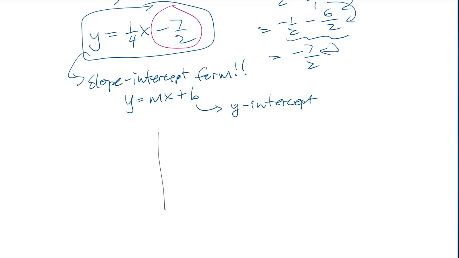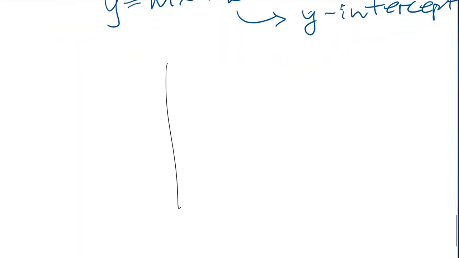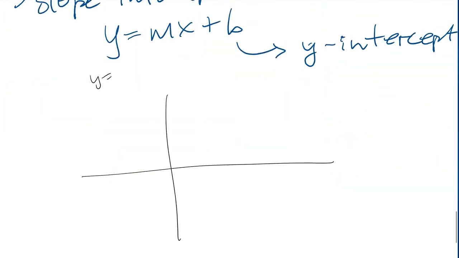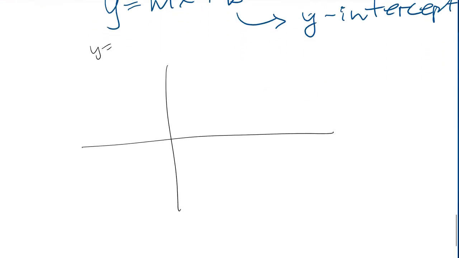So the line is y equals 1/4 x minus 7/2. -7/2 is also known as -3.5 when you do the math. So we go 1, 2, 3, 4. So it hits here. I'll draw it in purple.